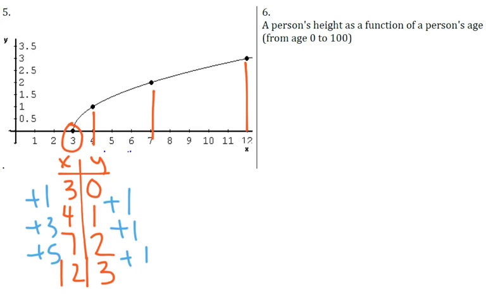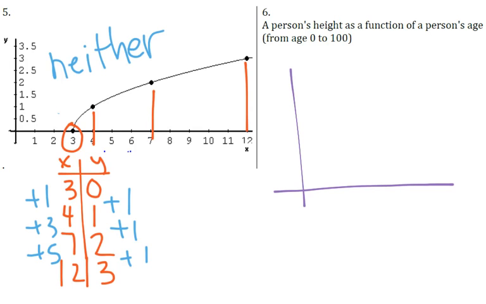So this one's a neither. Okay, we are not adding or subtracting or anything like that. Now, number 6 says a person's height as a function of a person's age from 0 to 100. So, this one you kind of got to think through it. Now, you'd want to make a graph, and it'd be mainly in that positive quadrant because you can't make it negative. People don't have negative ages.